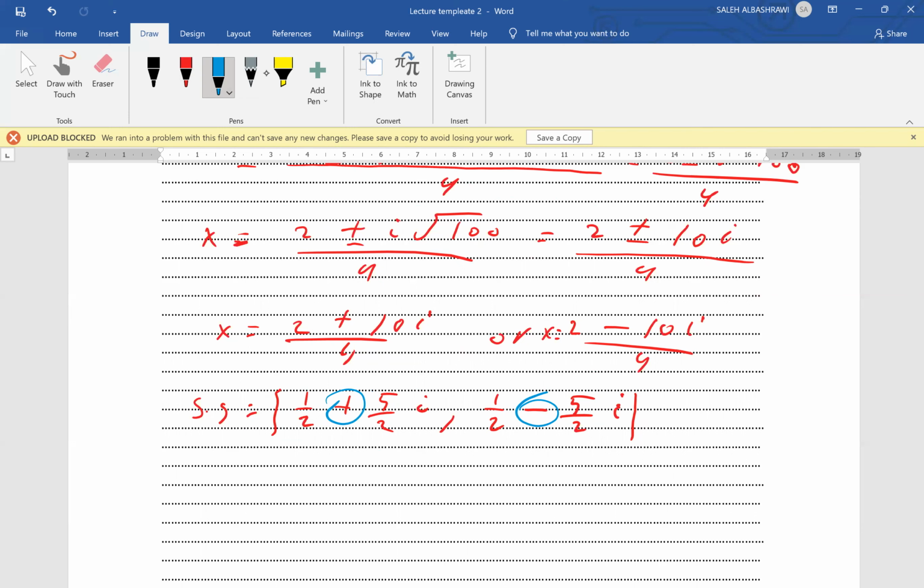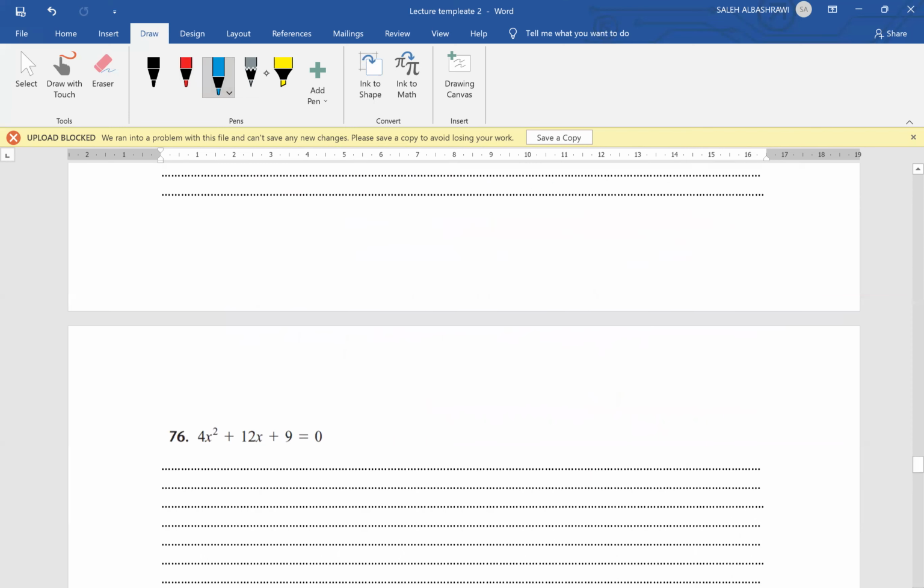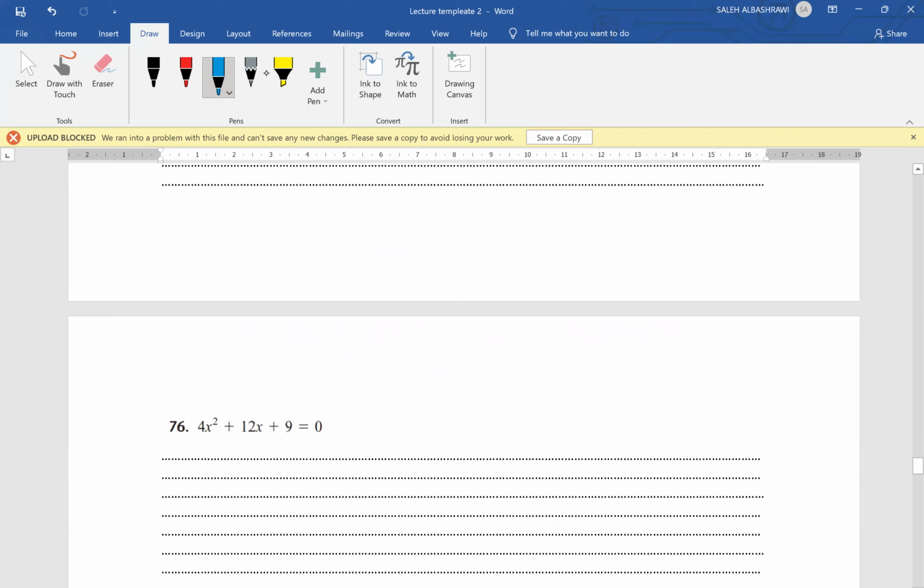One more example: we have 4x squared plus 12x plus 9 equal to 0. It is in the standard form, so I can write this directly. I have a equal to 4, b equal to 12, and c equal to 9.